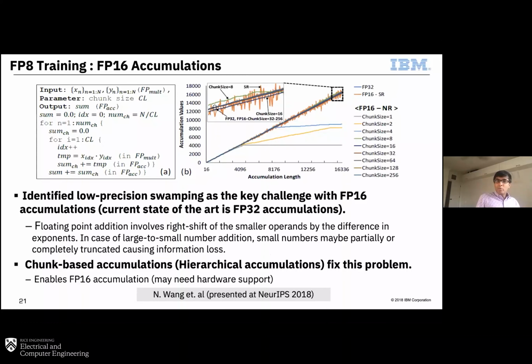The second key innovation that we showed was in accumulation. As I mentioned before, all the accumulations today are done in 32-bit arithmetic. But what we realized is that the reason we needed 32-bit arithmetic was this phenomenon called swamping. Swamping is a challenge that happens with FP16 or any floating point arithmetic. The key idea here is that when you add two numbers, if one number is much larger than the second, then by definition, you add those two numbers together, you are unable to preserve the fidelity of that accumulation.